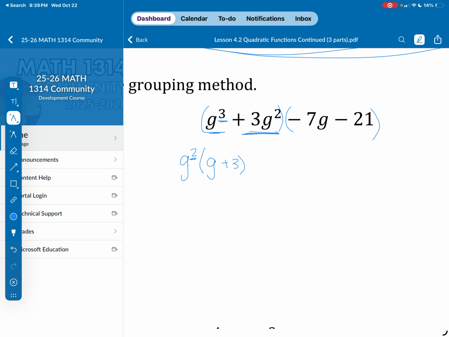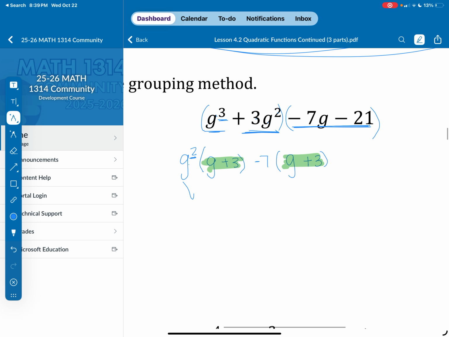Okay, and so then I go to my next one. So I have negative 7g and negative 21. What's in common there is a negative 7. Negative 7g divided by negative 7 gives me g, and negative 21 divided by negative 7 gives me a positive 3. With factor by grouping, we're trying to get our parentheses to match, which they do. So I'm going to pull this down here, and I'll have g squared minus 7 and g plus 3.